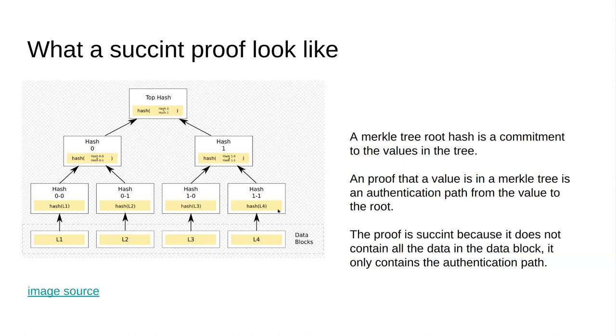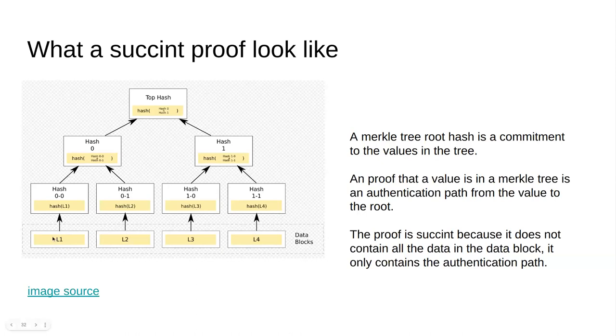So in a Merkle tree, we're trying to commit to a certain amount of information. The information we're trying to commit to is this data block here.